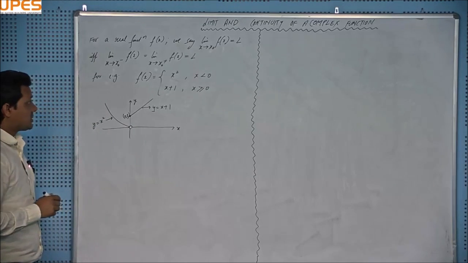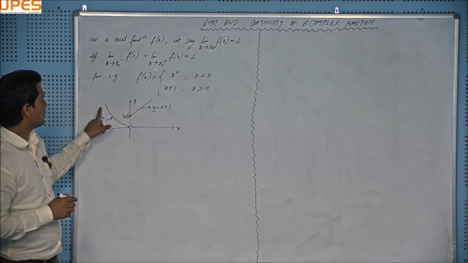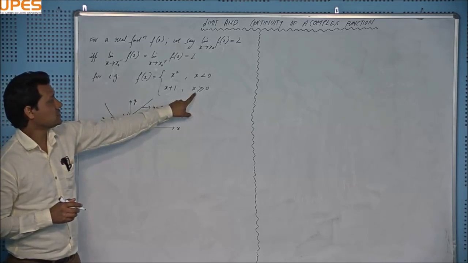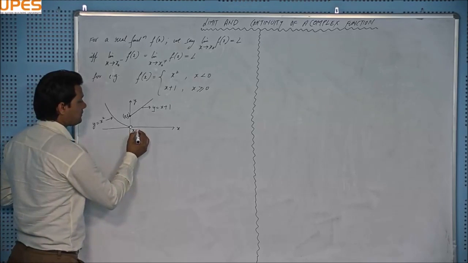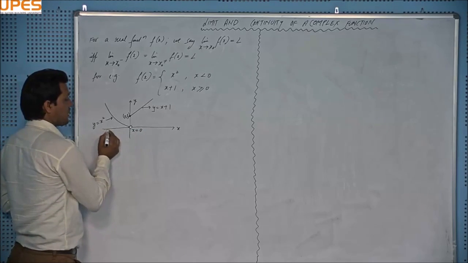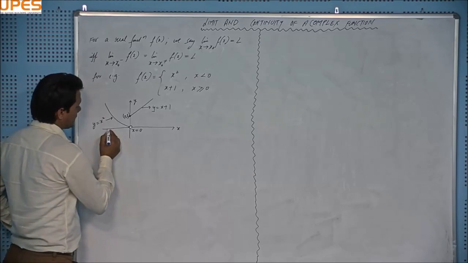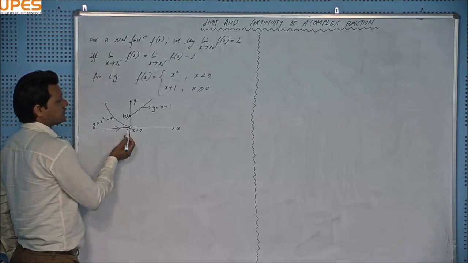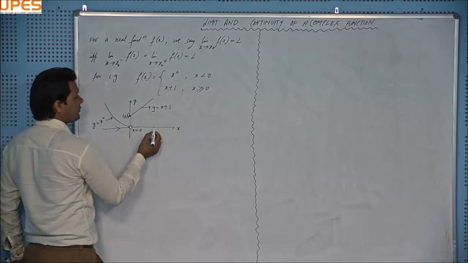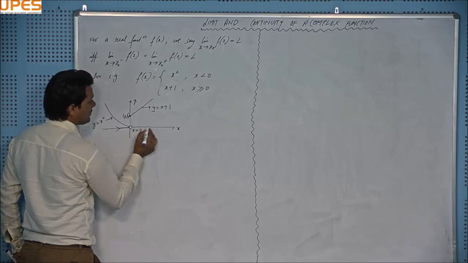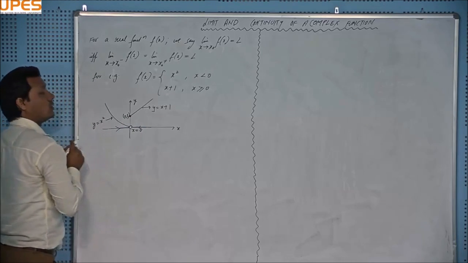You can see that at x equal to 0, the left hand limit is equal to 0 and the right hand limit at x equal to 0 is 1. You can see from the graph, when you approach this point x equal to 0 from the left hand side, from this side, the value of the function is equal to 0. And if you approach x equal to 0 from the right hand side, from this side, then the function has value equal to 1.